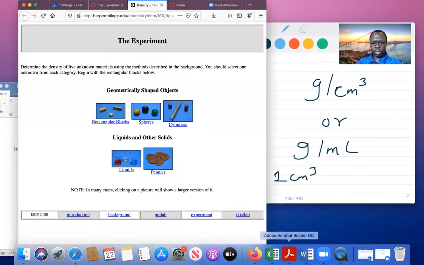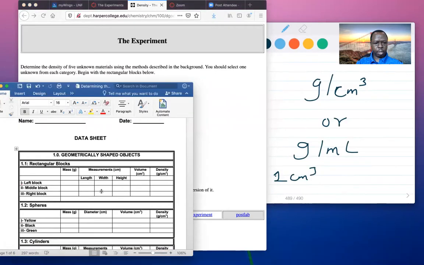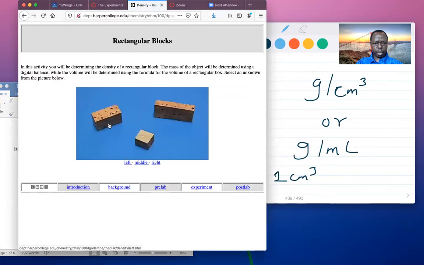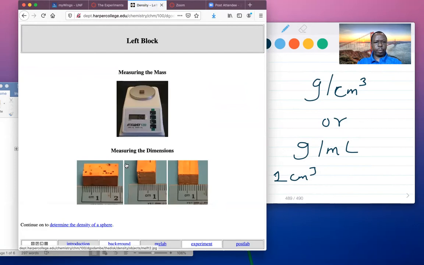Based on what you see here, let me just load one more time. Here, left, middle, and right. It has to do with this. If I blow up this, this is left, this is middle or center, and this is right. It corresponds to that. So if you click here, it will give you the information you need.